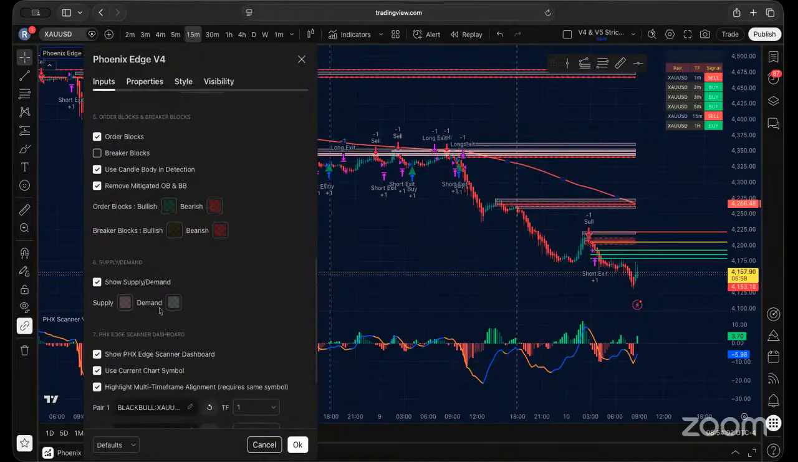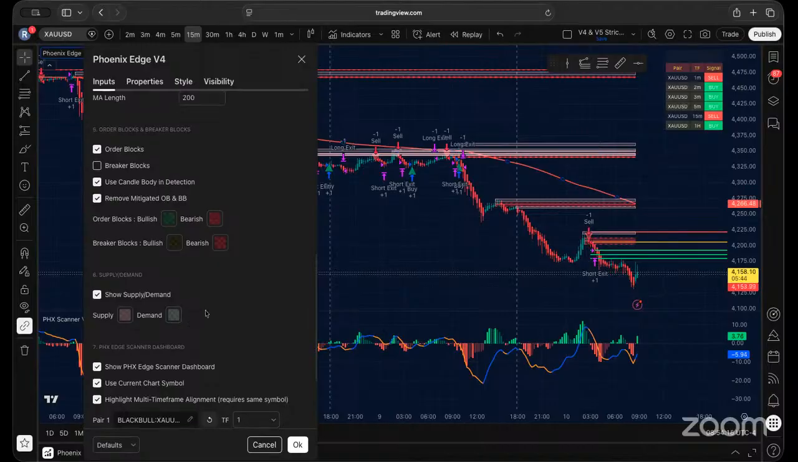The same thing for your supply and demand zones, right? Your support and resistance. So like I said initially on the beginning of the call, my resistance is going to be the pink color, and then my support is going to be the lighter green.